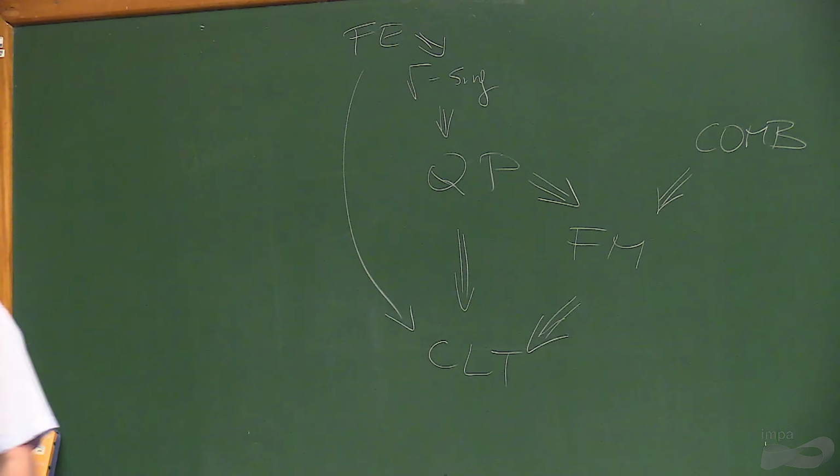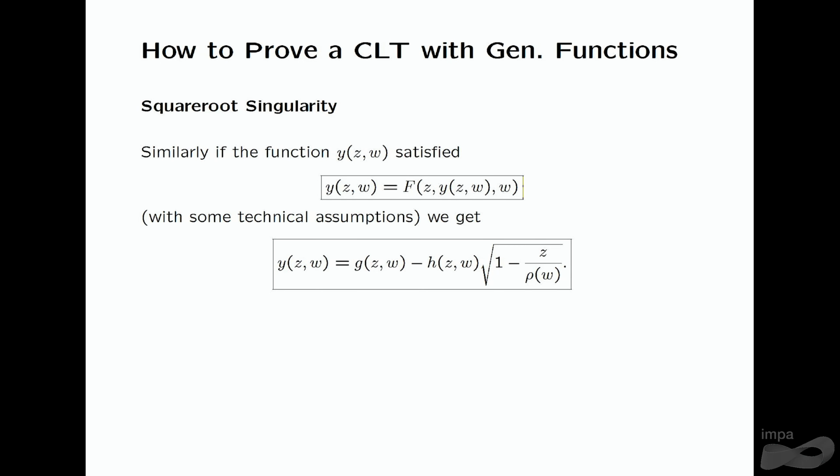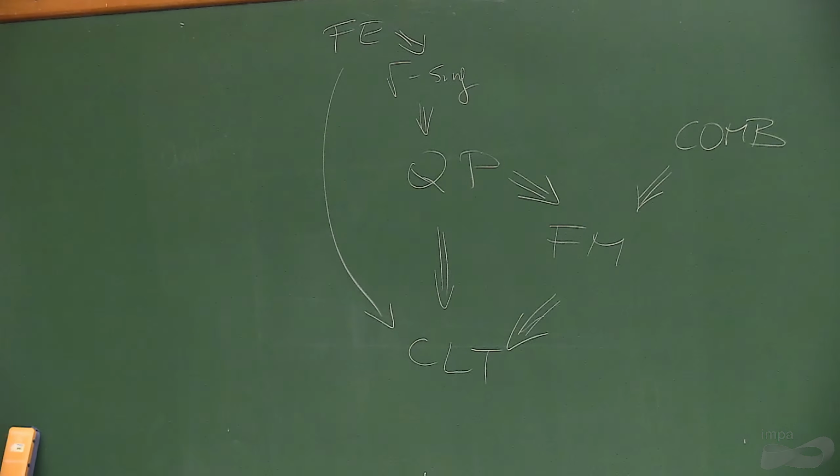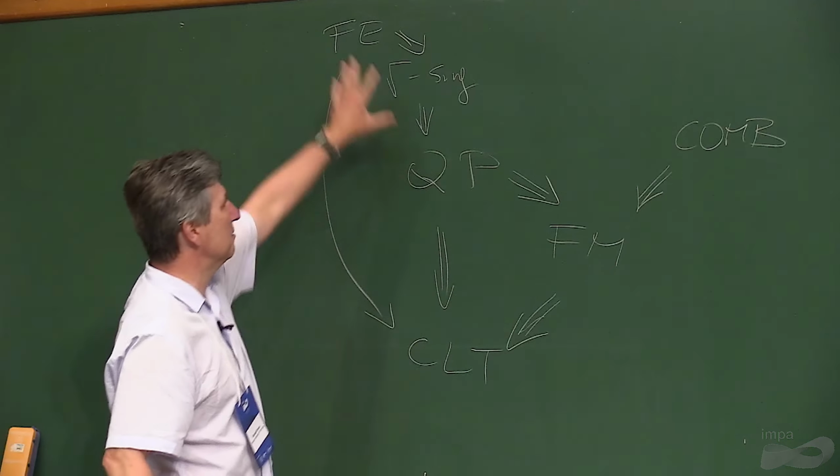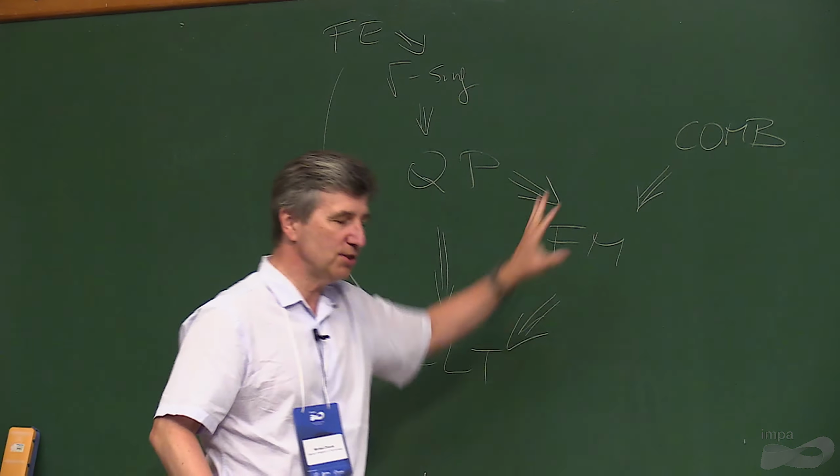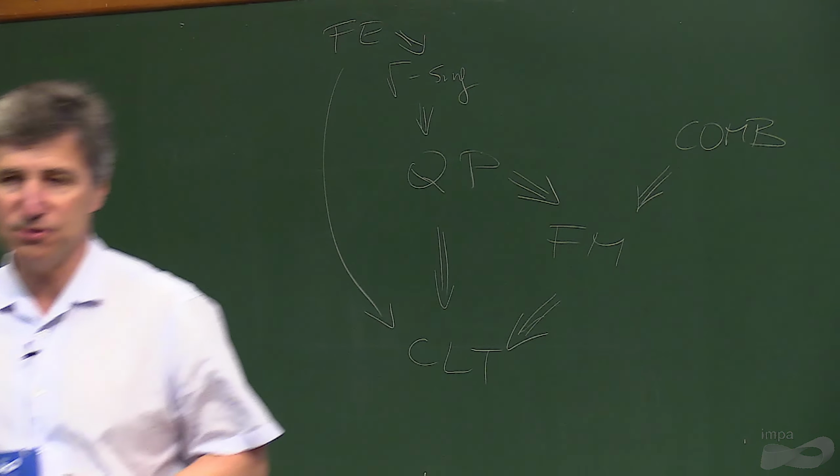If you have just a functional equation for your object plus some conditions, you get the central limit theorem. So this collects some basic facts on the use of generating functions in order to prove a central limit theorem. The short story is: if you have a functional equation, you get a central limit theorem. But there is also some more structure here, and we will use that also.